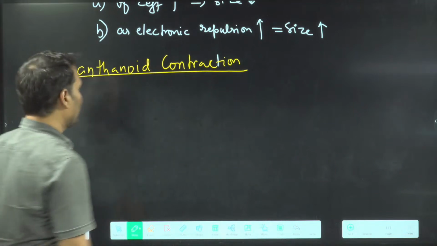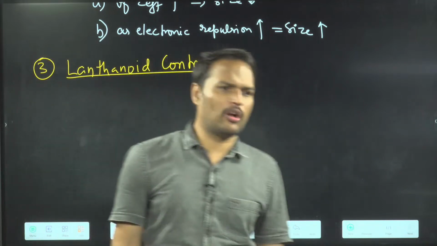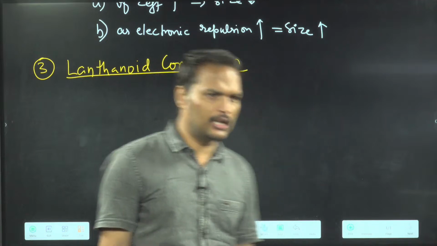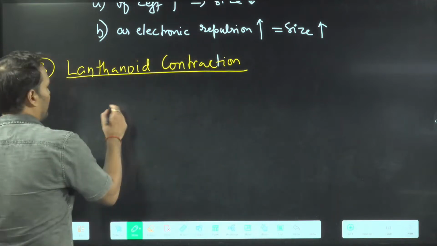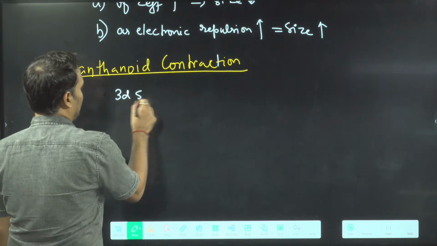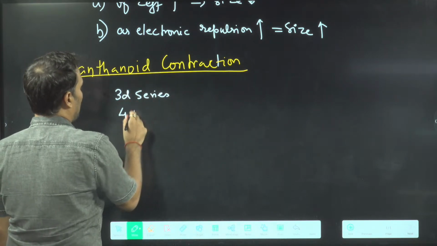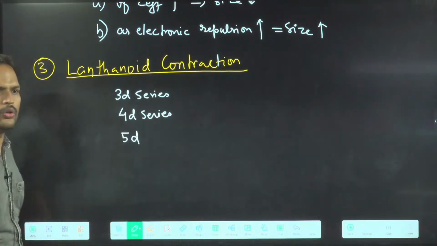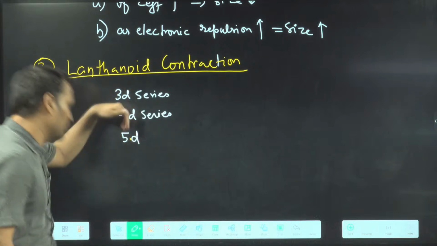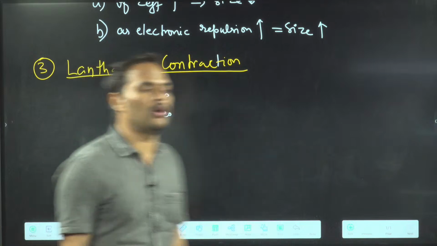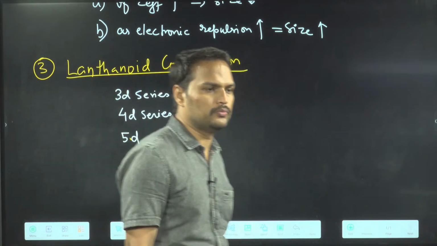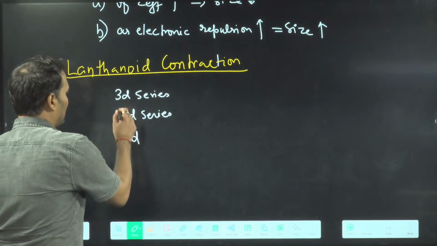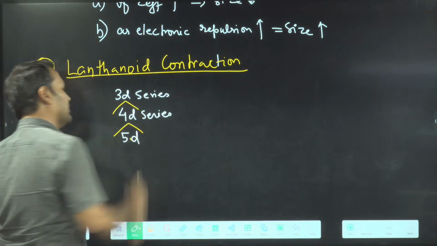Okay, so now we have remembered many elements and their atomic numbers. So see, we are talking here, suppose you have the 3D series, the 4D series, and the 5D series. What do you think? As we are moving down the group, should size increase or decrease? Yes, as we are moving down the group, size should increase. So this should be the order.